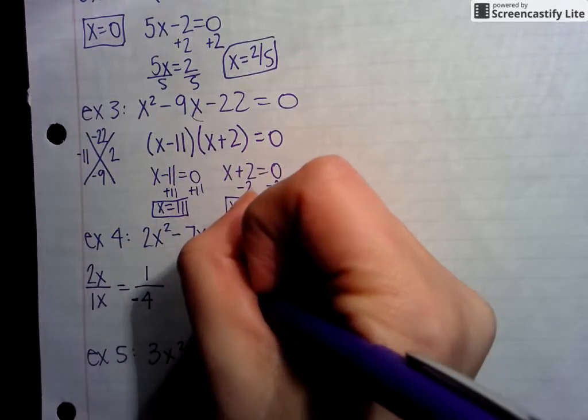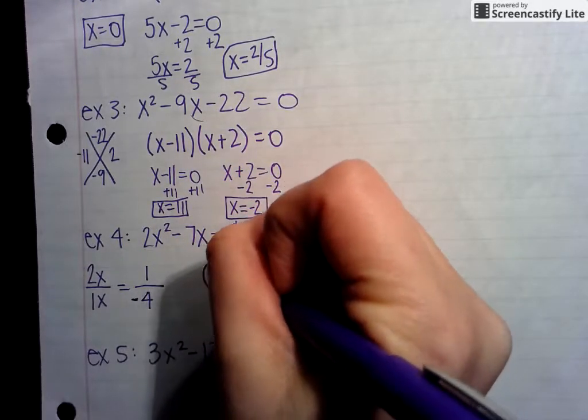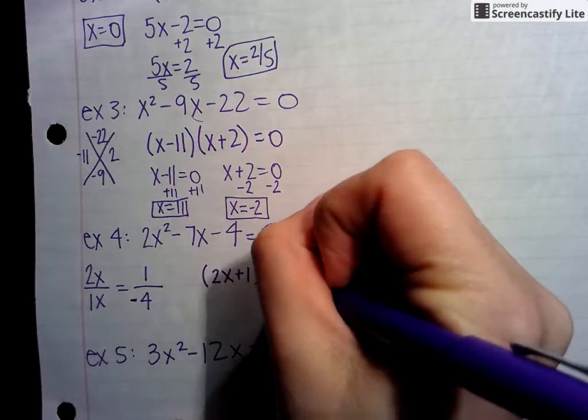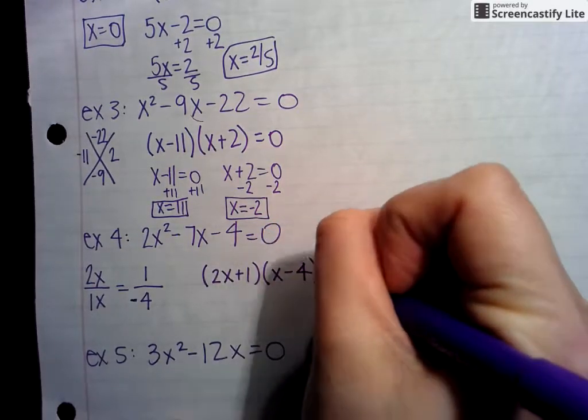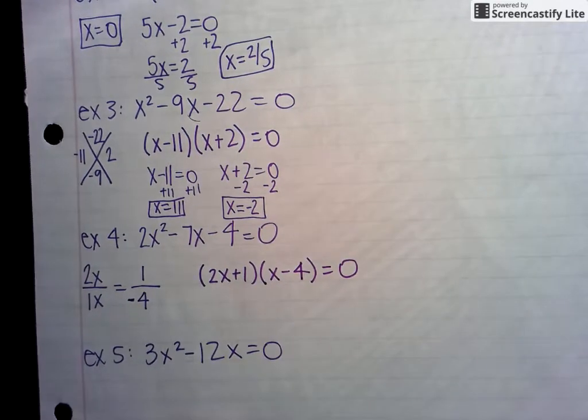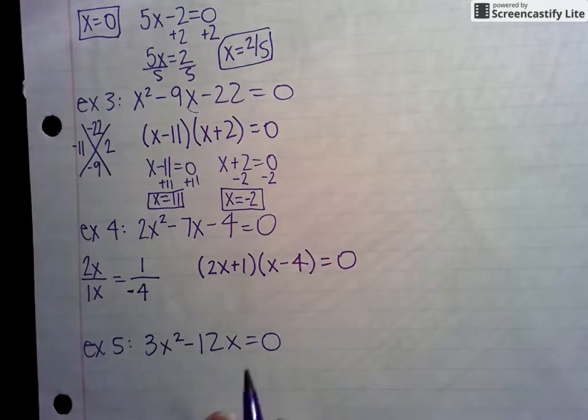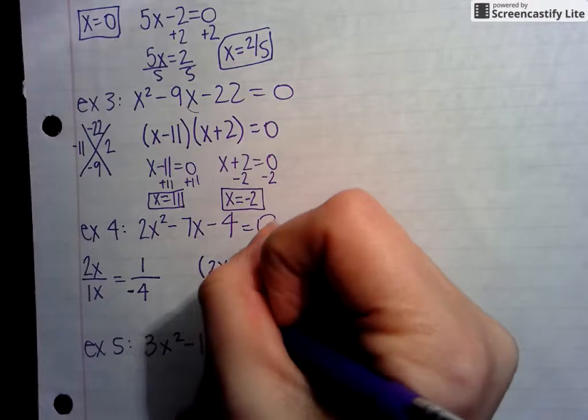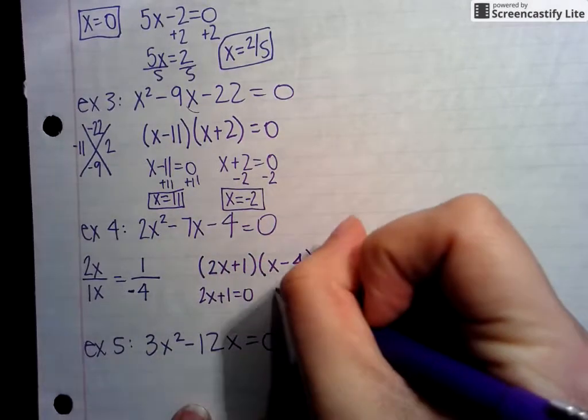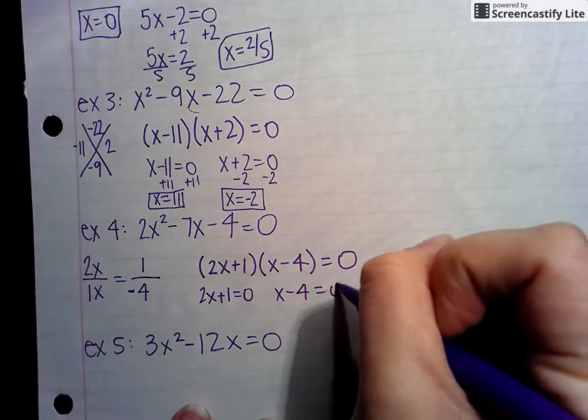So now I'm going to write my two binomials. I have 2x plus 1 and x minus 4. And I'm going to set them equal to 0 because I'm trying to solve. So we're solving these quadratic equations. I'm going to set this one equal to 0, and I'm going to set this one equal to 0.